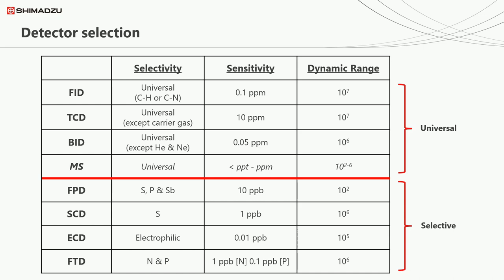If you're looking for specific compound types, such as sulfur, a selective detector would be excellent. You then only have to choose between FPD and SCD. So, as I said, which detector you use is one of the easiest questions to answer.